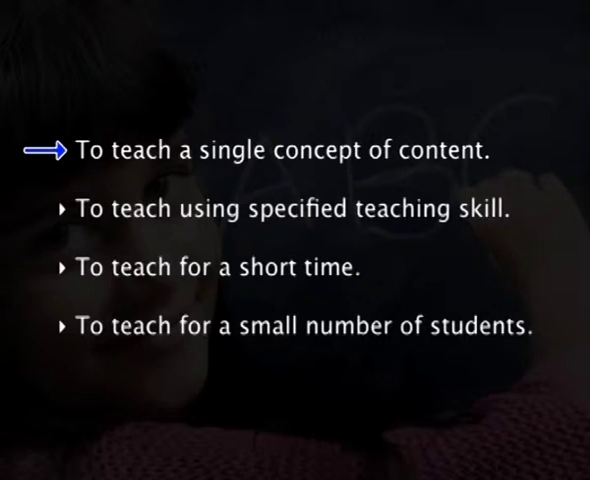Micro-teaching is a system of controlled practice that makes it possible to concentrate on specified teaching behavior and to practice teaching under controlled conditions. As we can see, there are common features of micro-teaching in all these definitions. The following are the 4 common features of micro-teaching: to teach a single concept of content, to teach using specified teaching skills, to teach for a short time, and to teach for a small number of students.